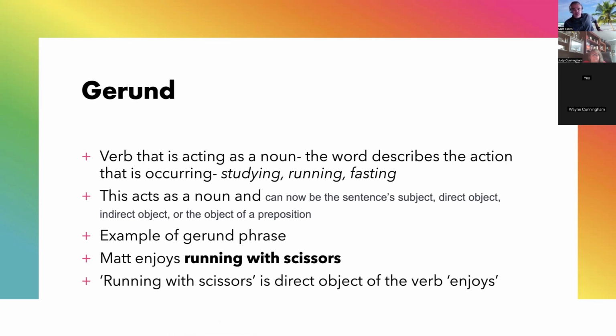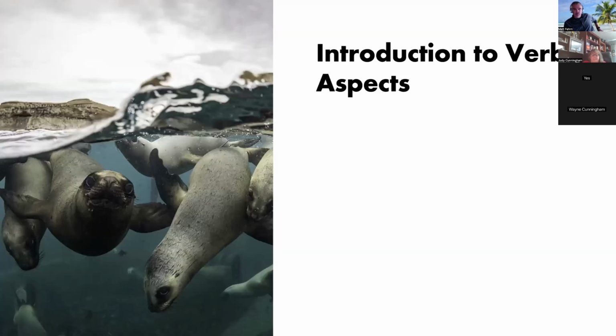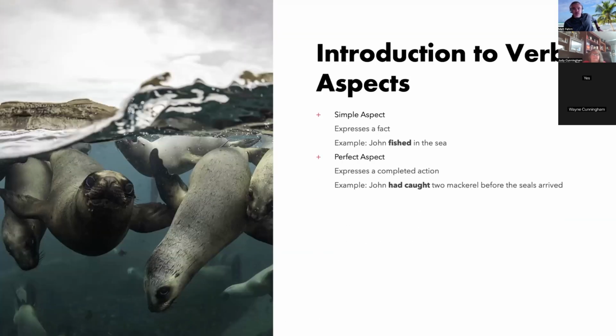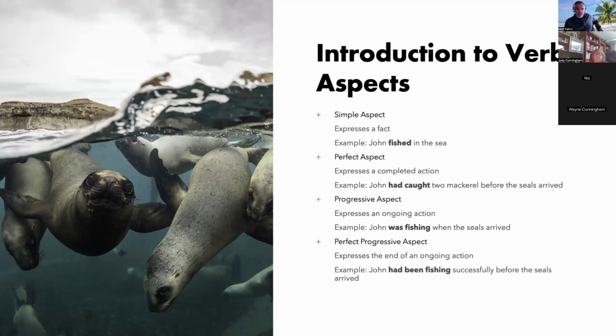Or is the direct object of the verb enjoys, yeah. All right. So this is more on aspect. Again, simple aspect: John fished in the sea. Perfect: John had caught 2 mackerel before the seals arrived. Again, completed action. Ongoing action.